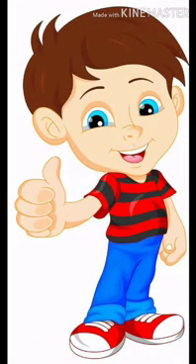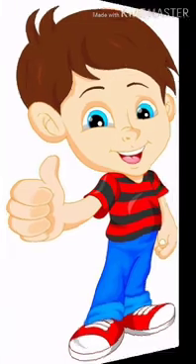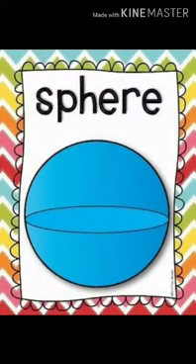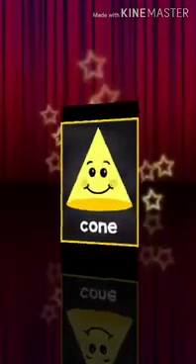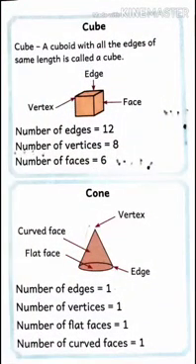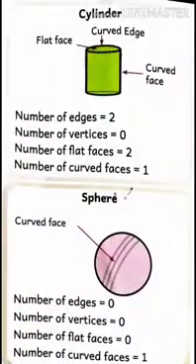Alright. Now students, I hope the concept is clear to you all? Now you can easily recognize or identify the 3D shapes: cube, cuboid, sphere, cylinder and a cone. And you can easily tell the number of edges, faces and vertices in these figures, right? And I have also told you about the plane face and a curved face.